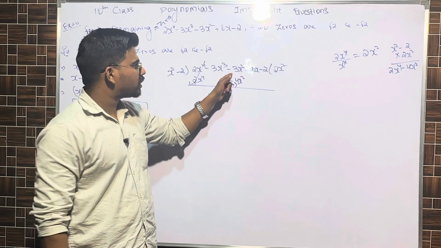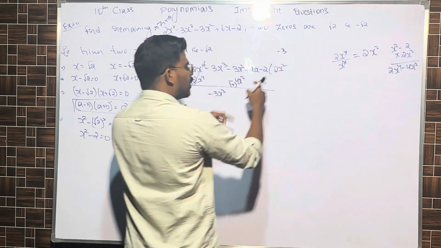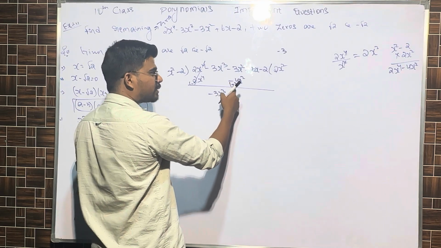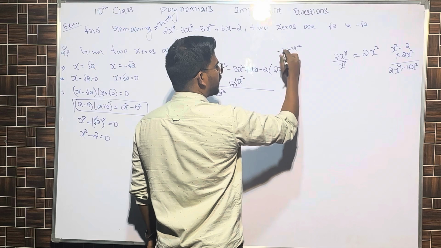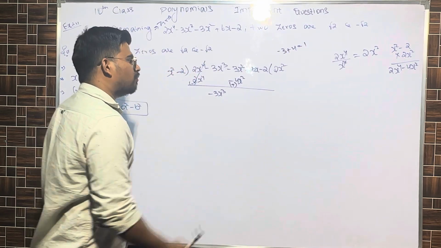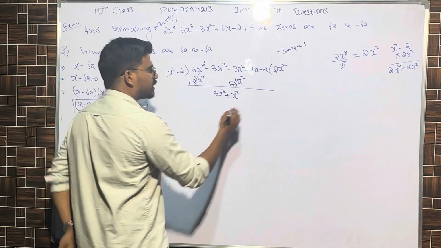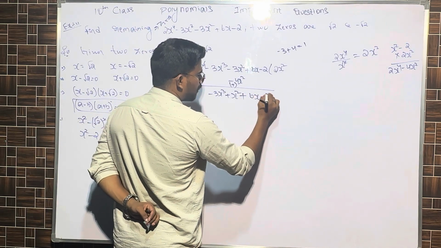What is the coefficient of x square here? It is minus 3. What is the coefficient of x square here? It is not minus 4. Minus was there, we changed the sign. It is plus 4 now. Minus 3 plus 4 is nothing but plus 1. 1x square is nothing but x square. Only 1x square is x square. That's why. Plus 6x minus 2.